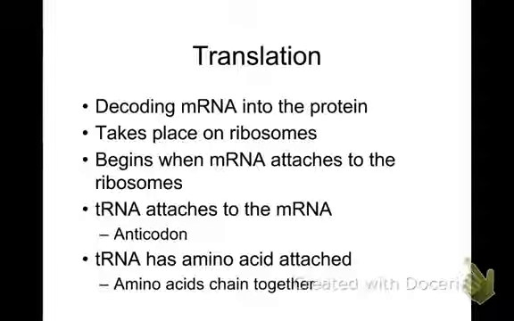This process of going from mRNA to protein, or amino acid sequence, is called translation. It takes place on the ribosome. The ribosome reads the mRNA and attaches the appropriate tRNA. That tRNA has the anticodon, the 3-letter sequence that's going to pair up with that codon on the mRNA, and it is also carrying that amino acid, and it's going to chain together.